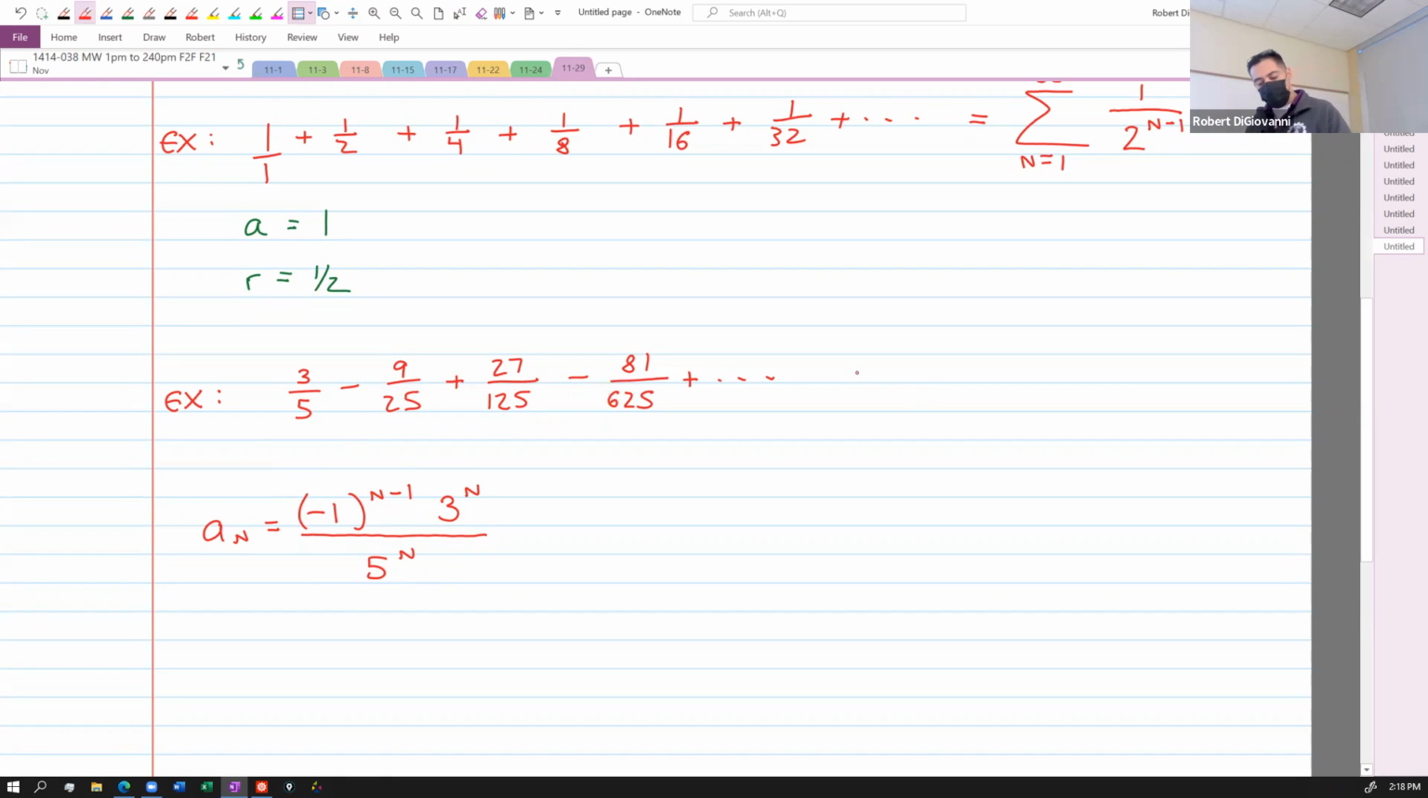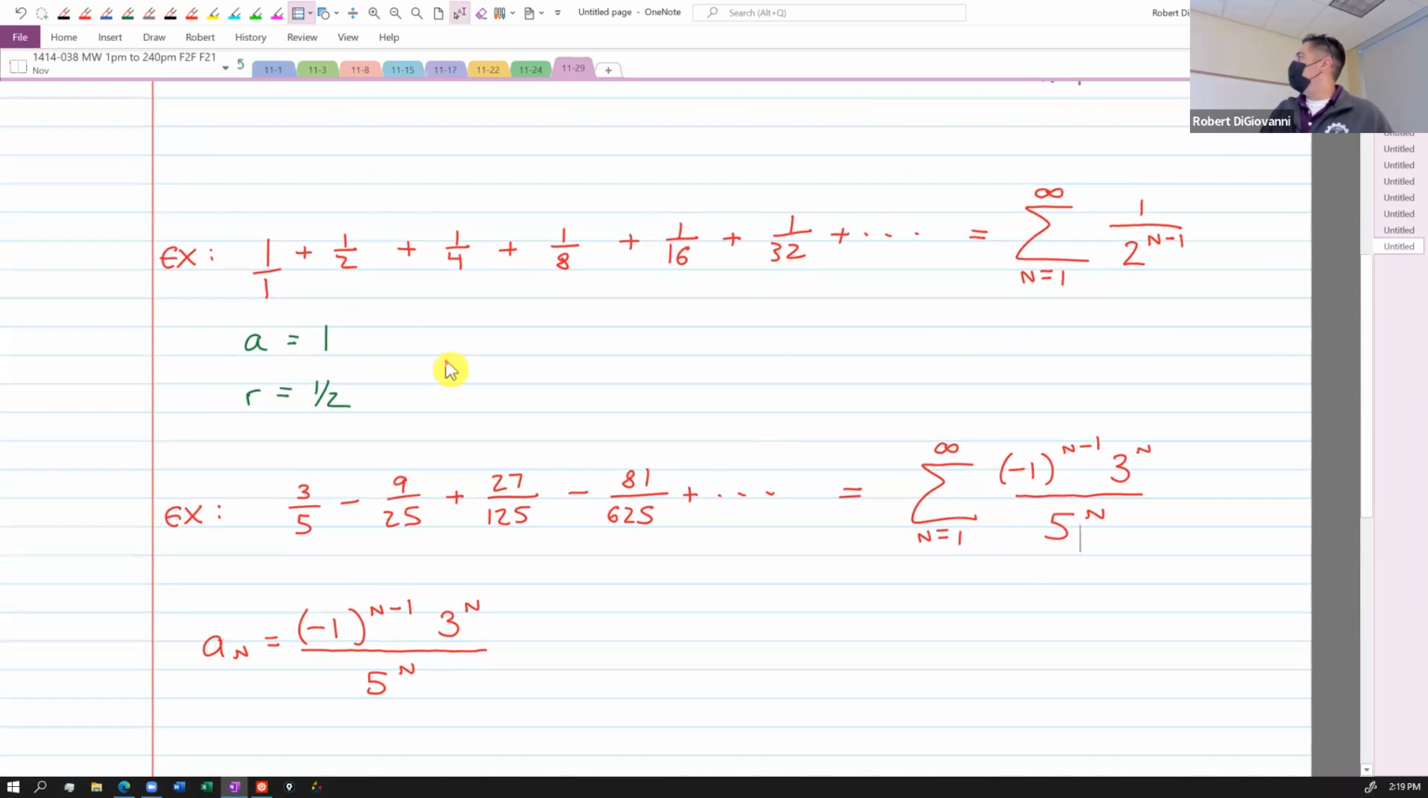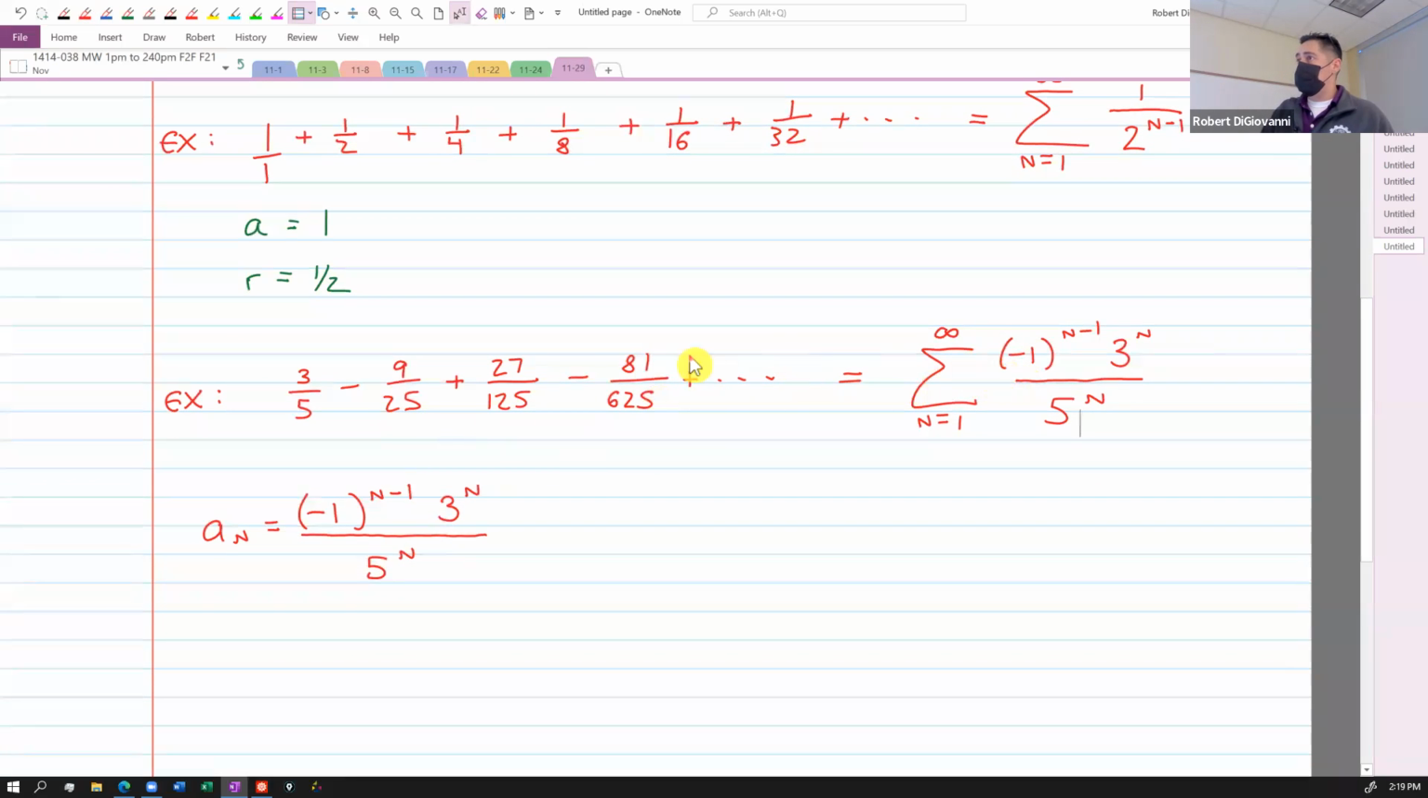So for us, we are now going to convert it into the series. So we got to turn it into sum n equals 1 to infinity of -1 to the n minus 1, 3 to the n over 5 to the n. Now, I don't know yet what A and R are, okay? I just want you to see how we converted it over, all right? Questions on this?